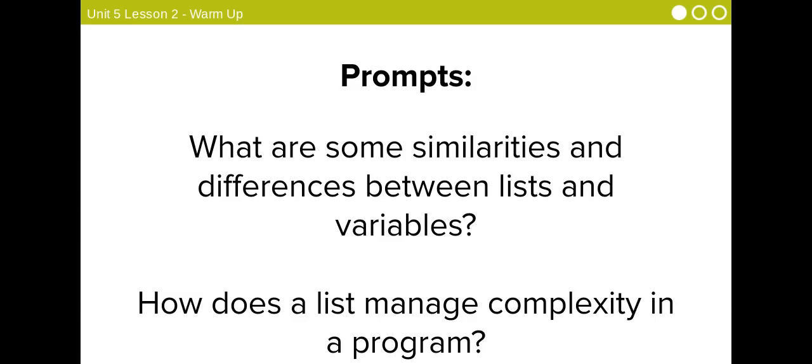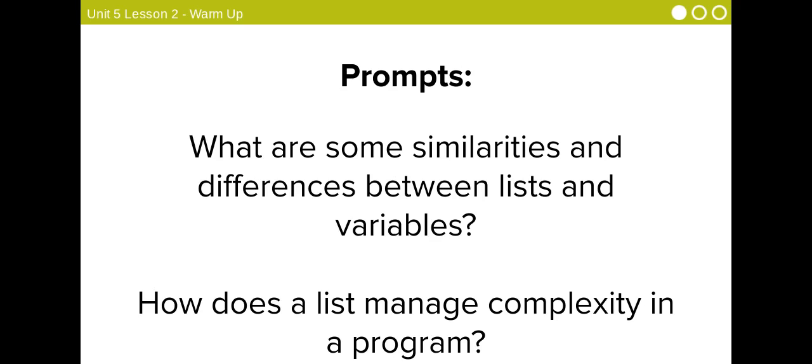What are some similarities and differences between lists and variables? Well, both are used to store information, and both start with a var in JavaScript. The differences are that lists store multiple items, but variables only store one thing at a time. Lists are written with square brackets around them, while variables do not have them.